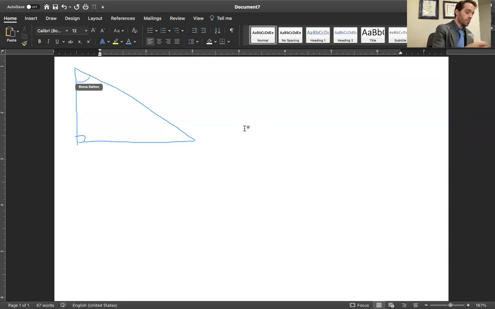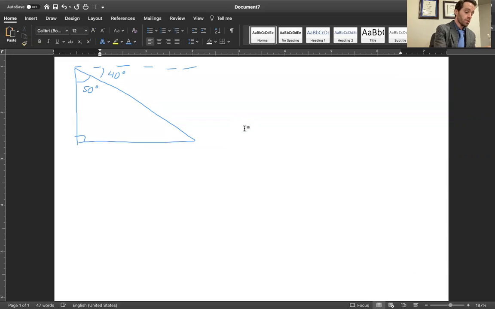Now the rookie move would be to label this 40 degrees. But remember, this is the 40 degrees. So think about it. What would the other one be that's right next to it? Well, when you put them together, they have to make 90. So this one is 50 degrees.